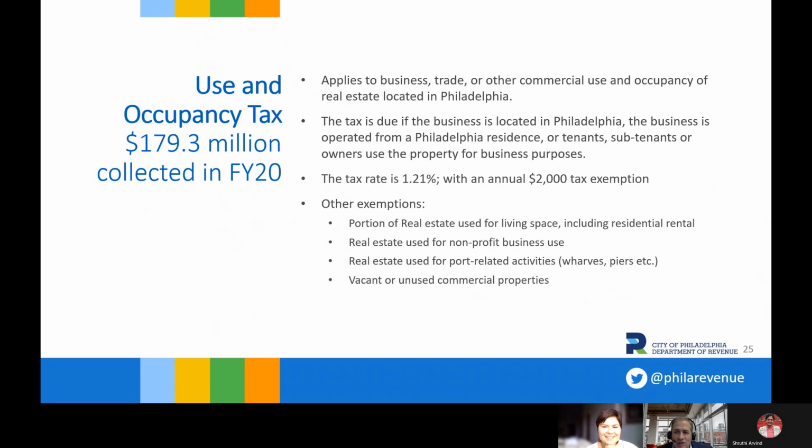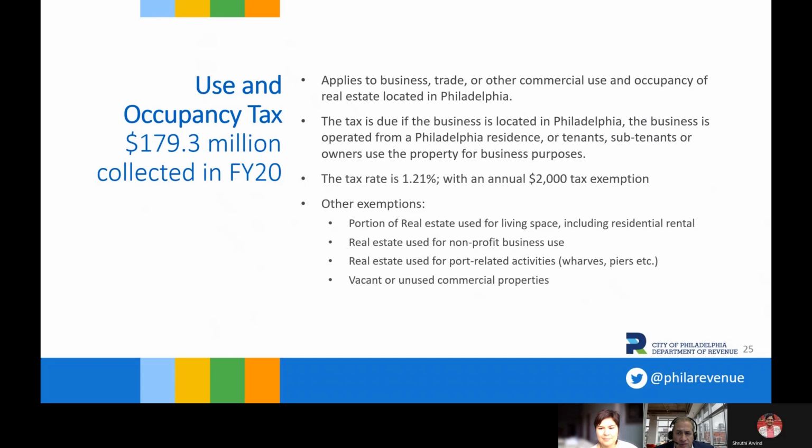Okay, so the use and occupancy tax, which we refer to as the UNO tax, applies to business, trade, or other commercial use and occupancy of real estate located in the city. There is a $2,000 annual tax exemption, which amounts to about $167 per month. If there are multiple businesses using or occupying the same property, the exemption is divided equally among them.